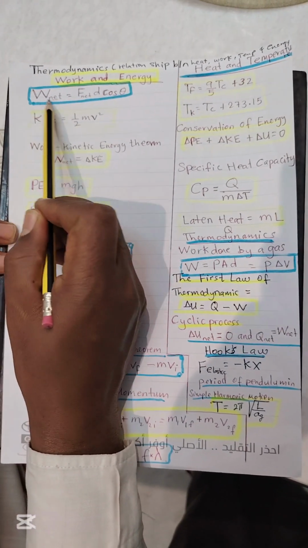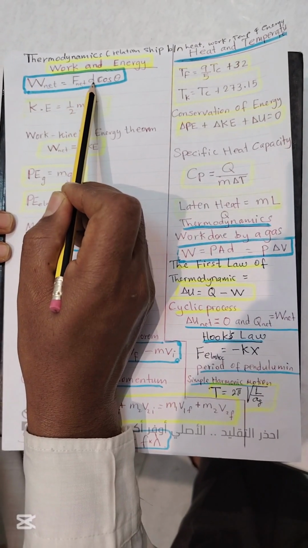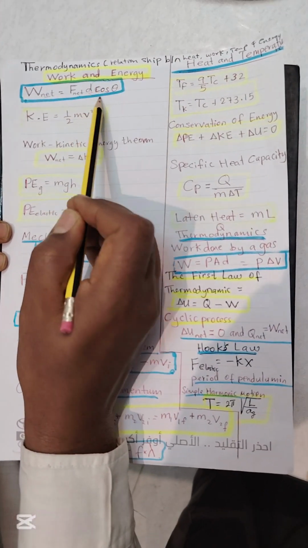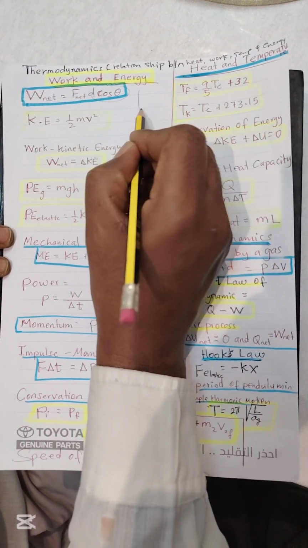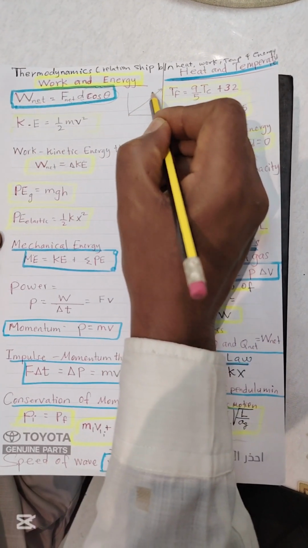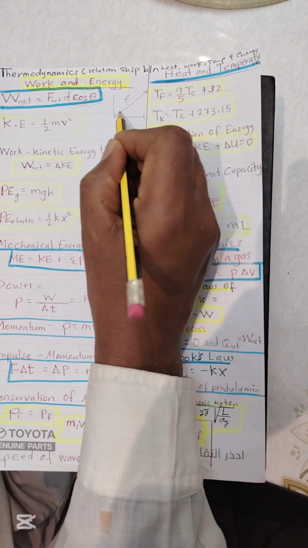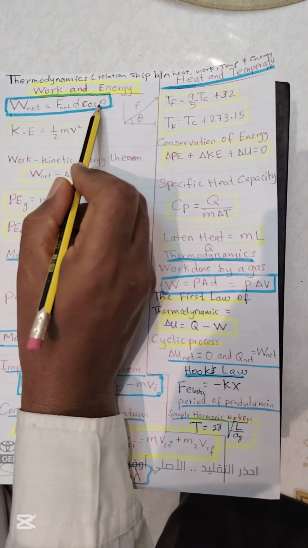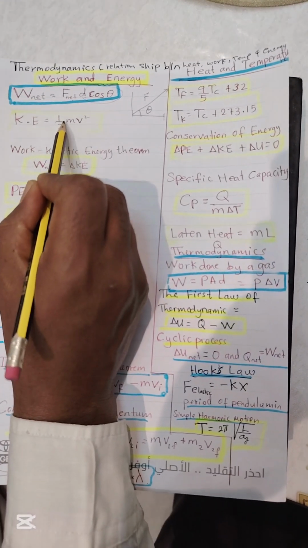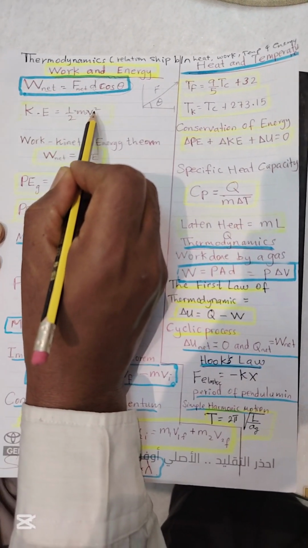Net work done is equal to net force times distance times cos theta. Cos theta is the angle formed between the force and the distance. So this angle is theta. Kinetic energy is half times mass times speed squared.